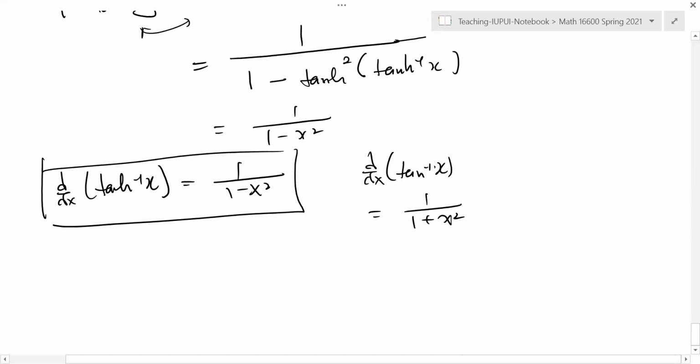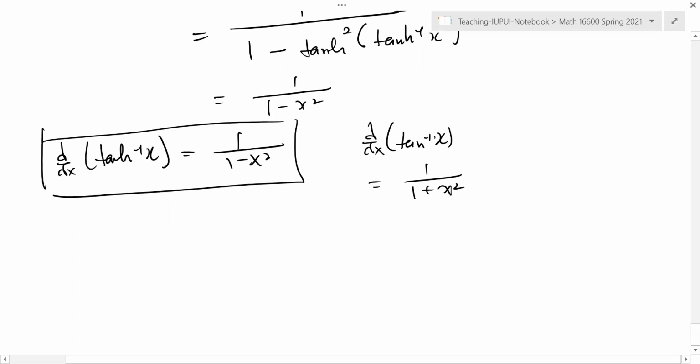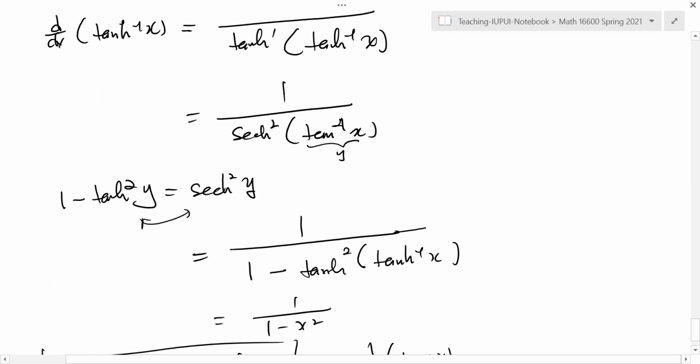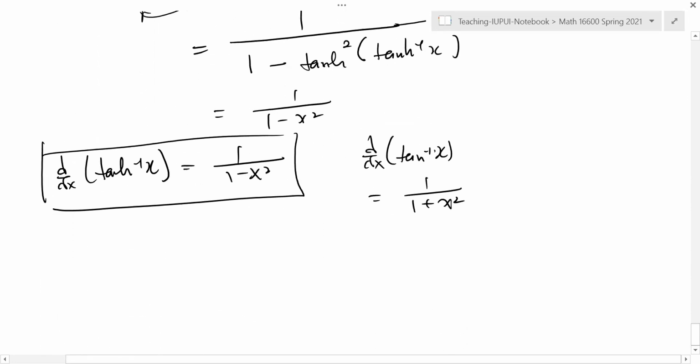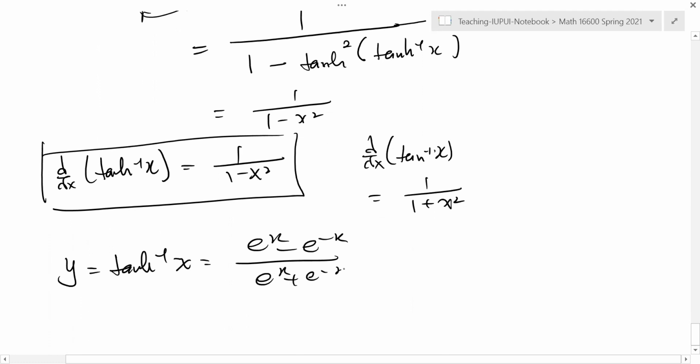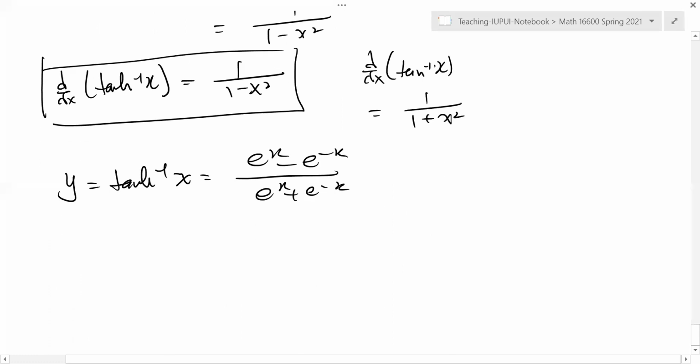There's also another way. For every inverse function here, hyperbolic sine, cosine, and tangent x, you can always find the formula directly for the inverse function. So let's try to solve for x. Solve for the inverse function. y equals e to the x minus e to the negative x, over e to the x plus e to the negative x. So let's try to solve for that.